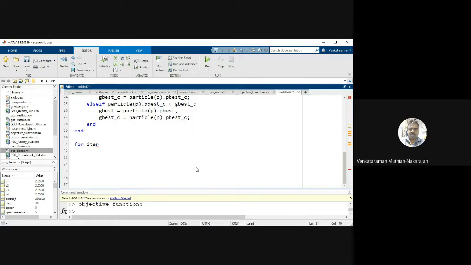So now we define the iteration. We are iterating it multiple times. In this case, I have taken it to be 2,980 times. So we do the velocity calculation.